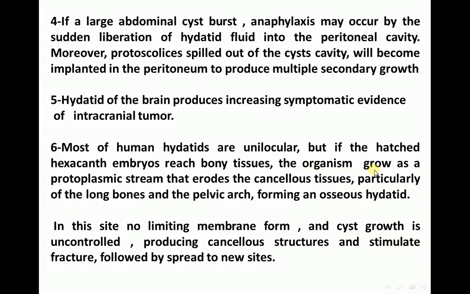The organism grows as a protoplasmic stream that erodes the cancellous tissues, particularly of the long bones and the pelvic arch, forming an osseous hydatid. This is how the osseous hydatid forms when the hexacanth embryos reach the bone tissues. The hydatid cyst begins to form, leading to erosion of the spongy tissues, especially in the long bones and the pelvic arch.